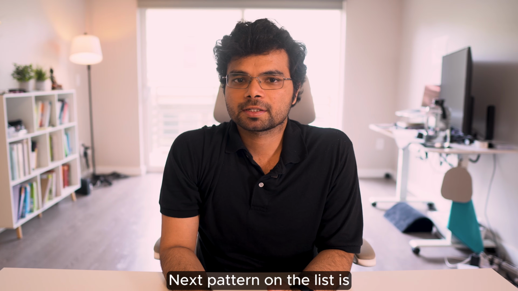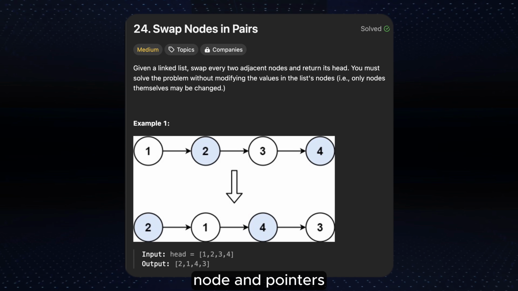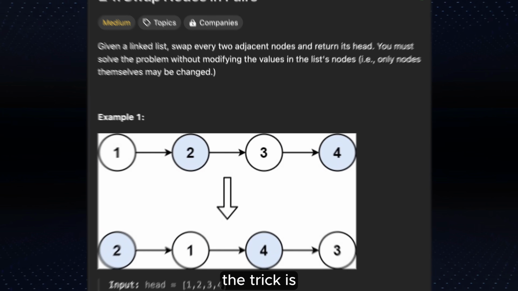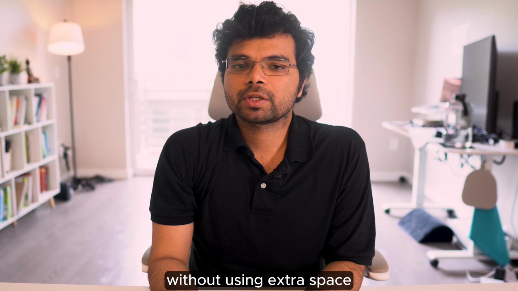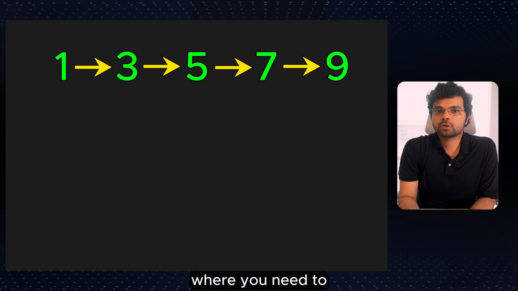Next pattern on the list is linked list in place reversal. Many linked list problems ask you to change its nodes and pointers in some way. The trick is to do it in place without using extra space. That's where this pattern can help. Let's look at an example where you need to reverse a linked list.